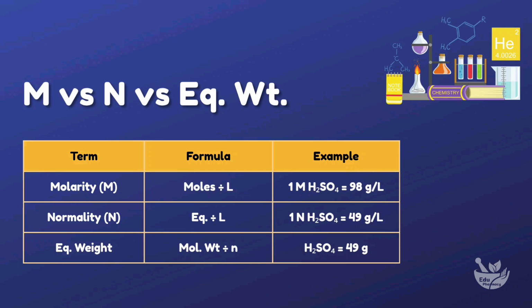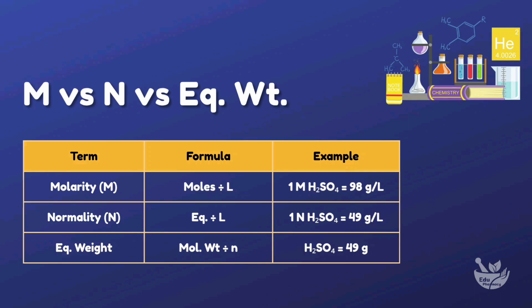For example, 1 molar solution of sulfuric acid contains 98 grams per liter. But 1 normal solution of sulfuric acid contains 49 grams per liter. Because sulfuric acid has 2 replaceable hydrogen ions. So, molarity is fixed, but normality depends on the reaction.